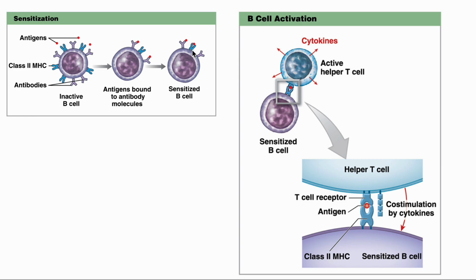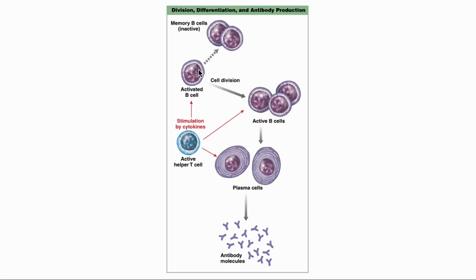and now that B cell is sensitized, and now it can pair up with a helper T cell because they have a matching receptor to the antigen on the sensitized B cell, and that will allow for co-stimulation of the B cell by the cytokines that the active helper T cell is releasing, which means we now have an active B cell right here, and that active B cell can produce memory B cells, but it can also produce more active B cells that will mature to form plasma cells that will release antibodies, and these antibodies will go out and find that antigen and destroy it.